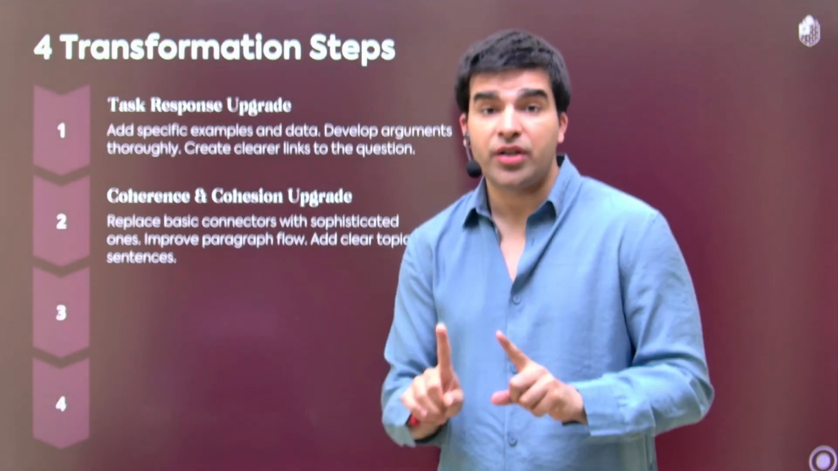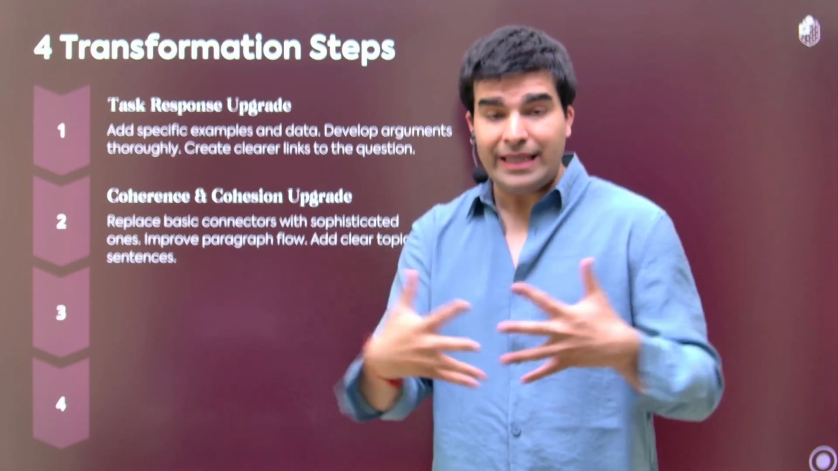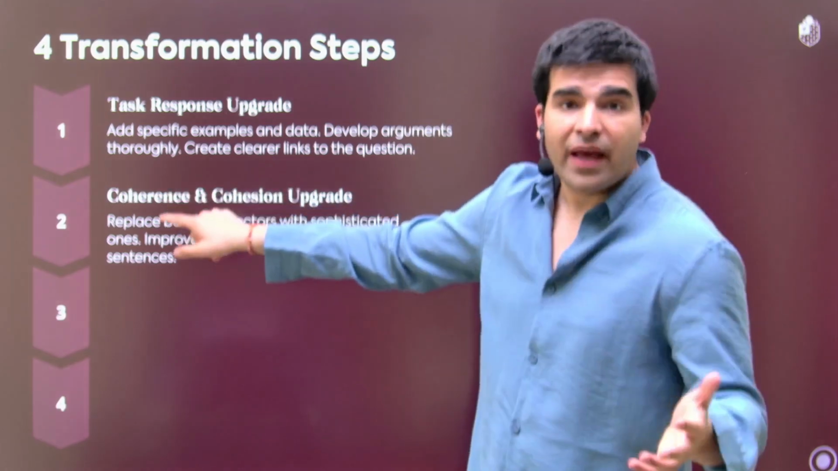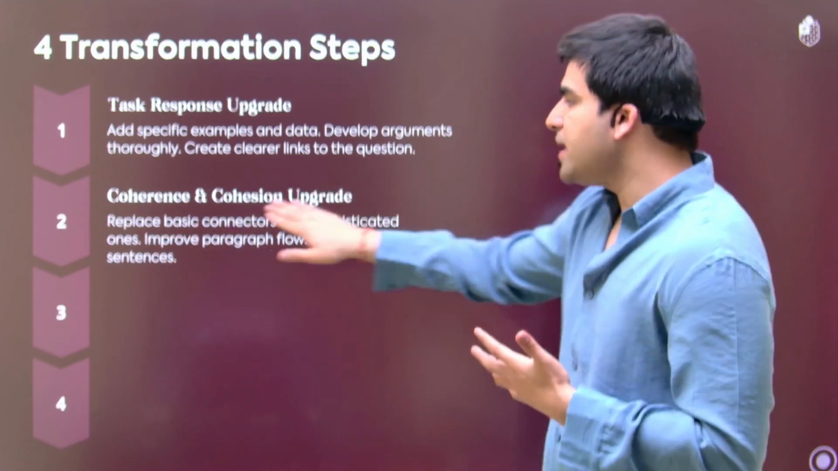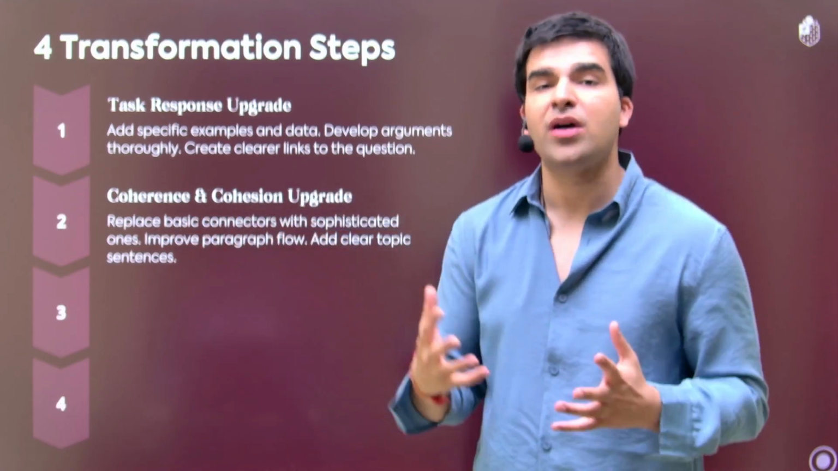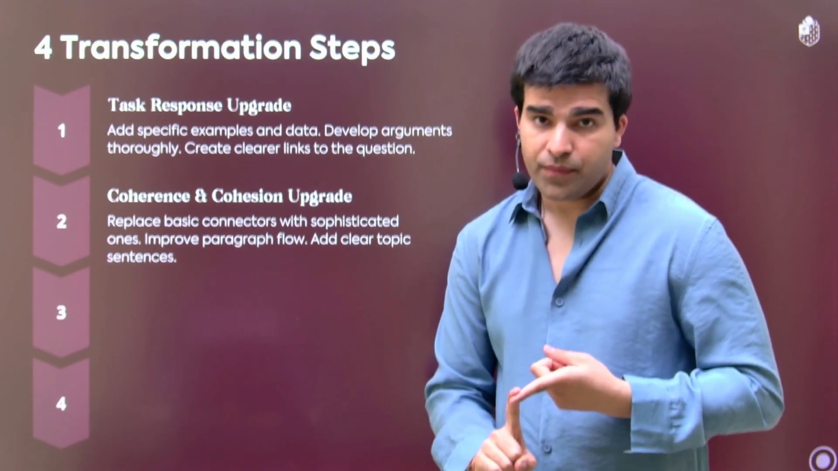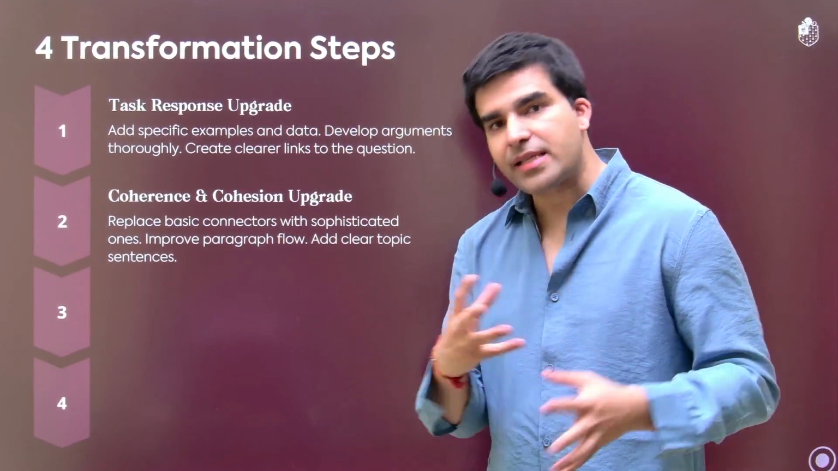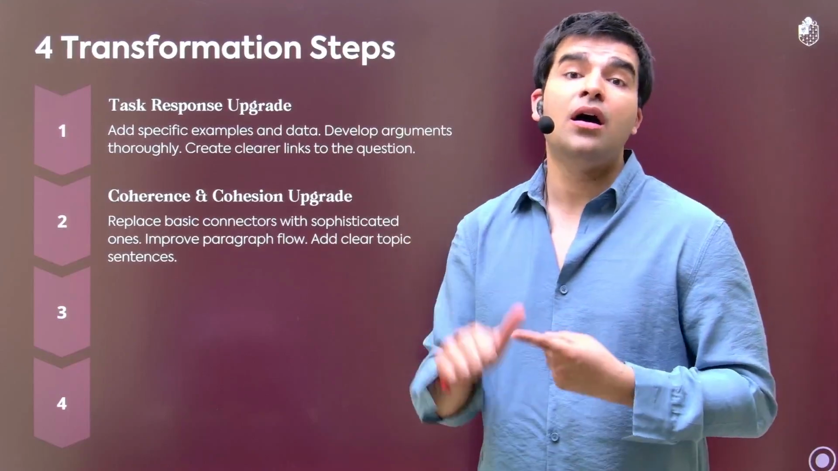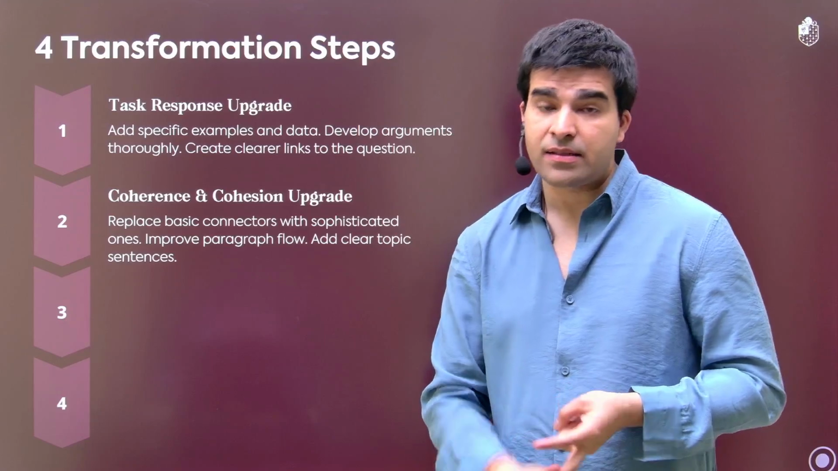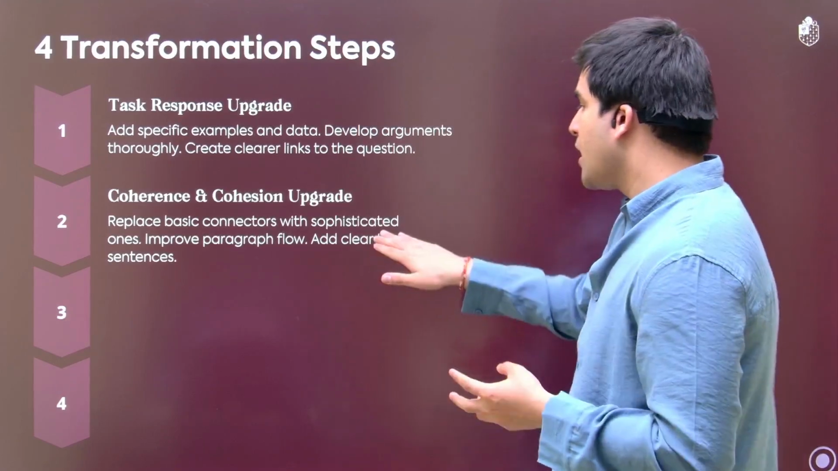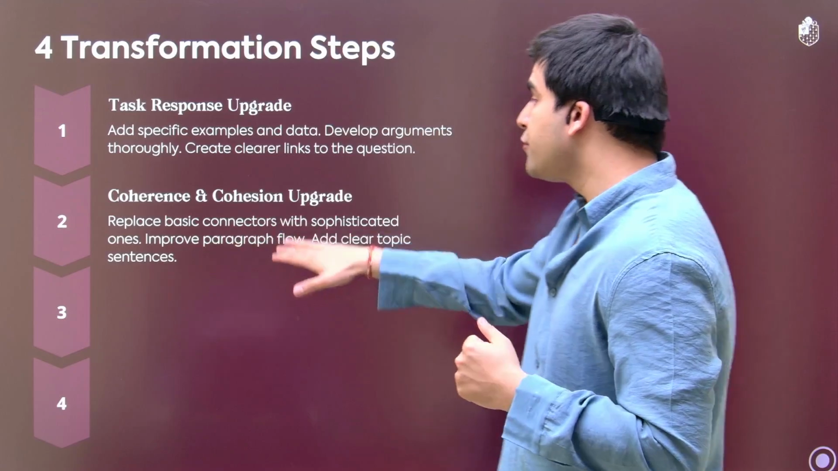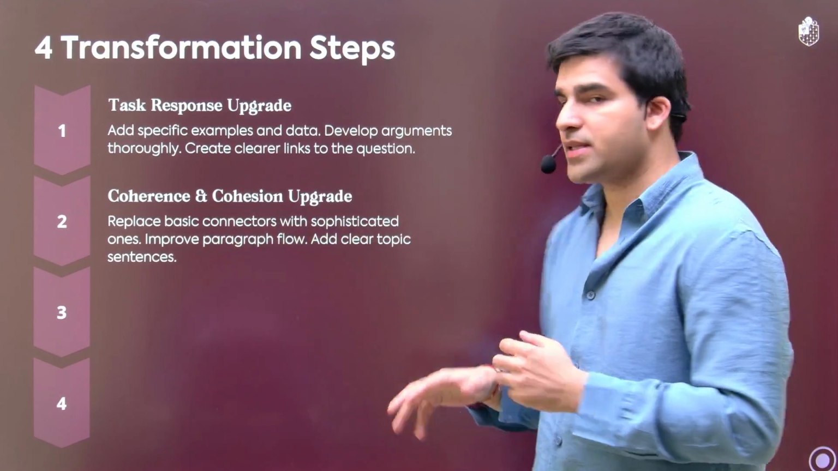So that's part 1. Now, step 2 is coherence and cohesion upgrade. Now, what does that mean? Coherence and cohesion basically stand for linking the words together, the ideas together, and the overall flow, ladies and gentlemen. It means replace basic connectors. For example, words like so, therefore, hence are quite basic connectors. You change them to ergo, nonetheless, regardless, sophisticated ones, which are the latter ones that I'd mentioned, and then improve paragraph flow, add clear topic sentences.